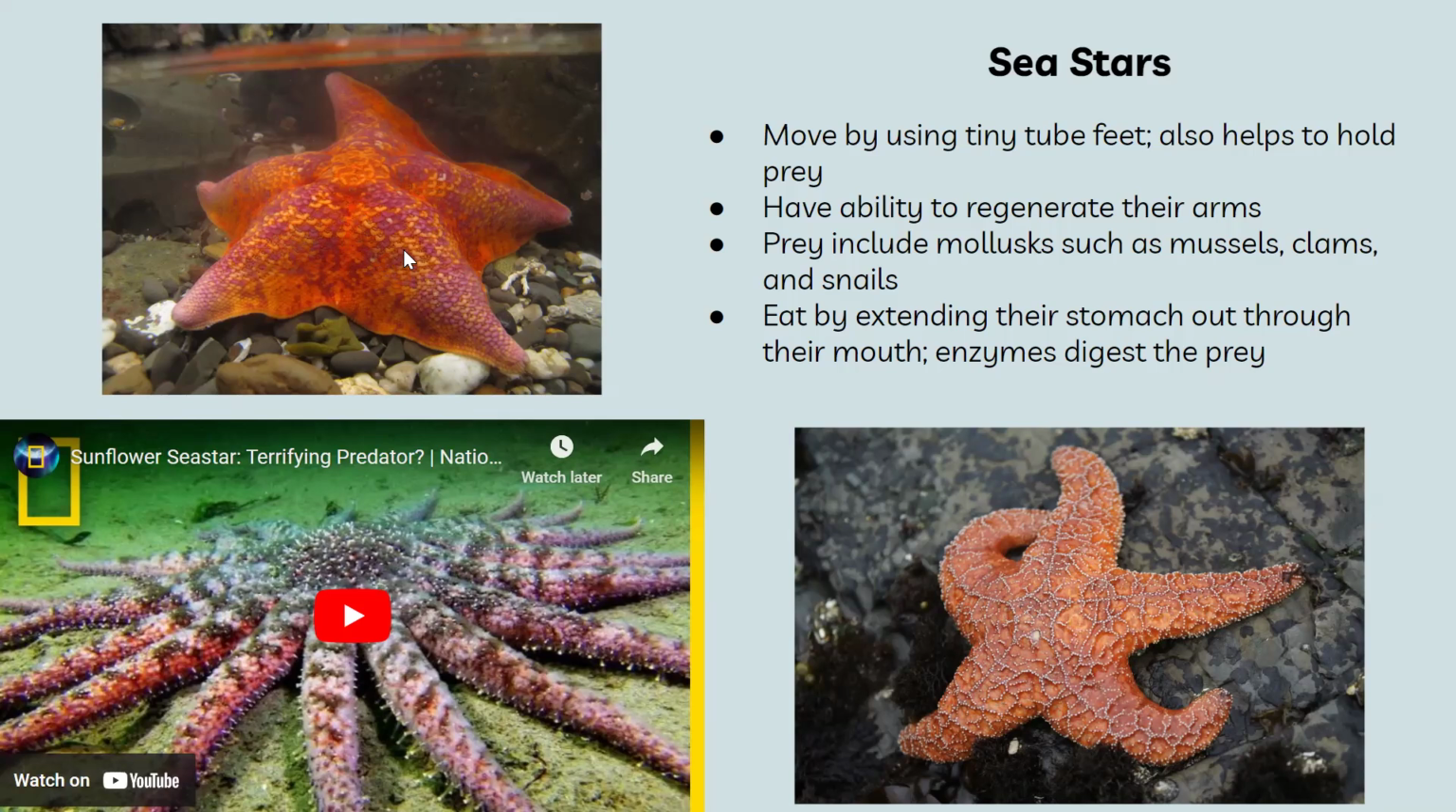This is a bat star up here. And as I said, this is an ochre sea star down here. Ochre sea stars will actually eat mussels, which is what we just saw in the former slide. They pry them open with their tubular feet, and then they stick their stomach inside of the mussel to digest the inside, which is kind of gross, but that is how they eat. They eat by extending their stomach out through their mouth.